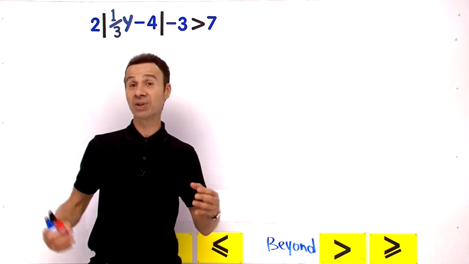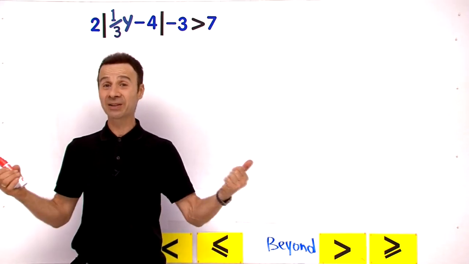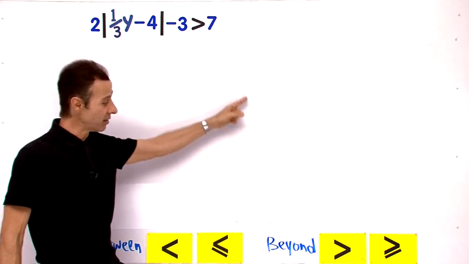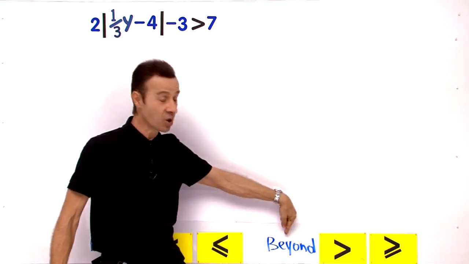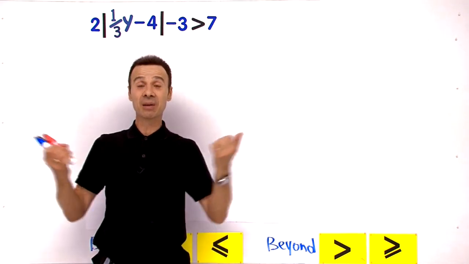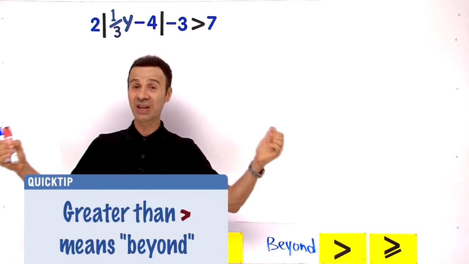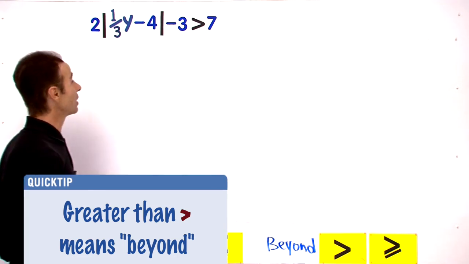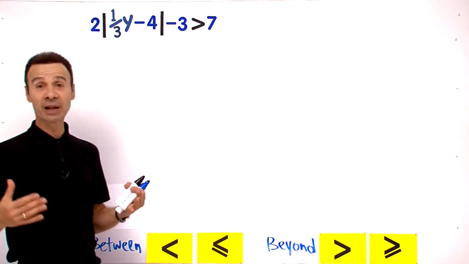We're going to work out whether it's between or apart, going outwards and beyond. Which one is it? It says greater than. Well, down here, greater than is beyond, meaning it's going apart. It means it's going beyond and outwards. So that's a good clue to have before we begin. So let's begin solving it before we put it on the number line and graph it.